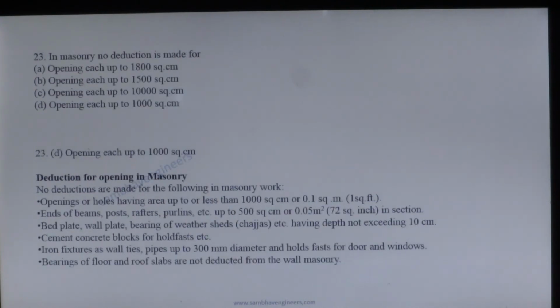Next question. In masonry, no deduction is made for? No deduction is made for masonry having openings or holes of area up to or less than 1000 square centimeters, which is equal to 0.1 square meter or 1 square foot. So the correct answer is option D.